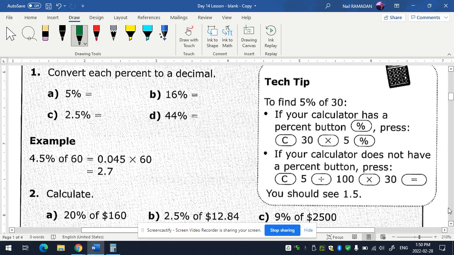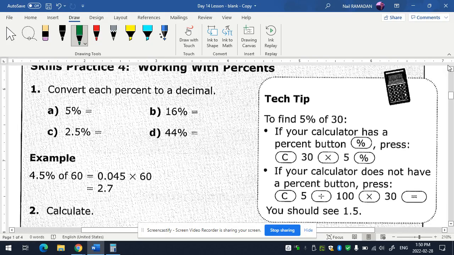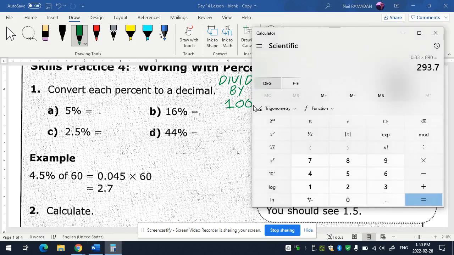Okay, everyone, let's just quickly look at this like a skills summary box. Convert each percent to a decimal. Well, as Sarah is saying, you might have a calculator button, or you can just divide those numbers by 100. So I want you to write divide by 100. Everyone go ahead. Divide by 100. That's it. So let's see what results we get for each one.